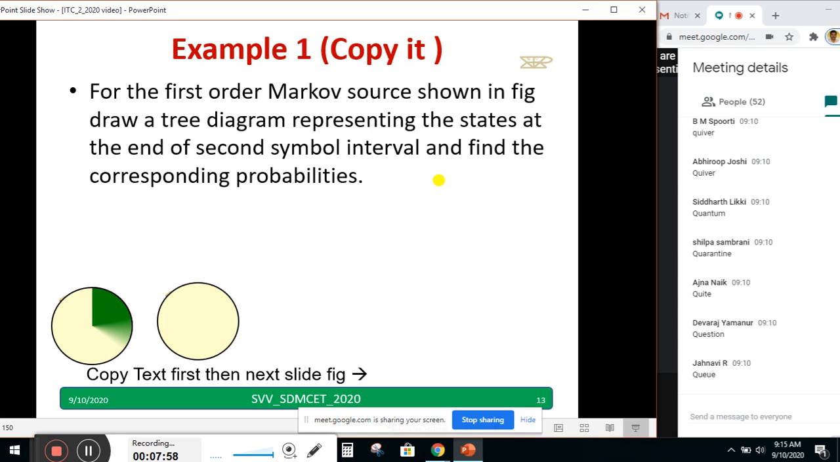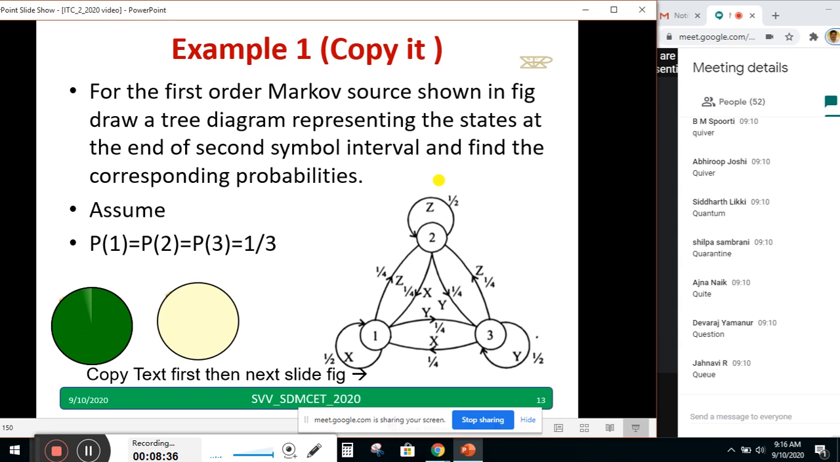Draw a tree diagram representing the states at the end of the second symbol interval, and find the corresponding probabilities. Assume the probability of 1 equal to the probability of 2 equal to the probability of 3 is equal to 1 by 3.